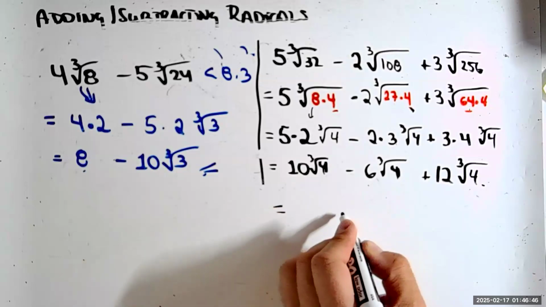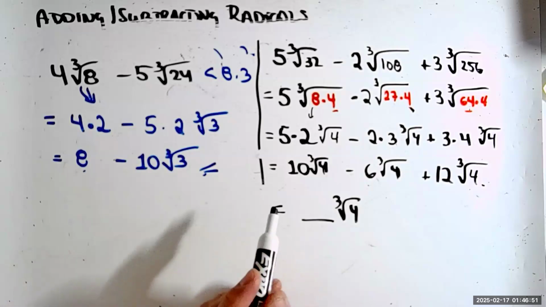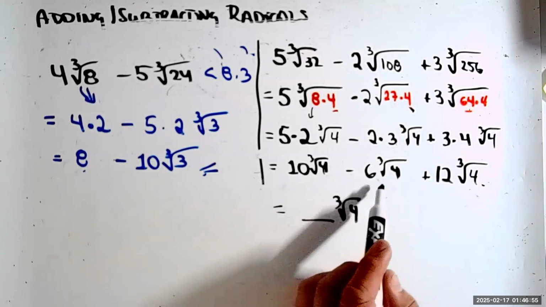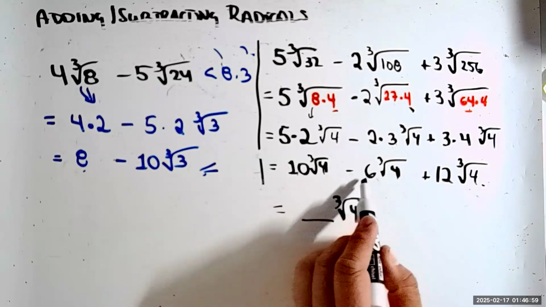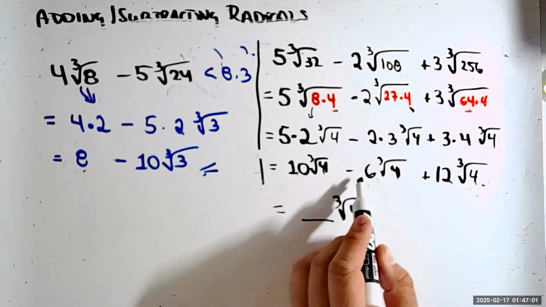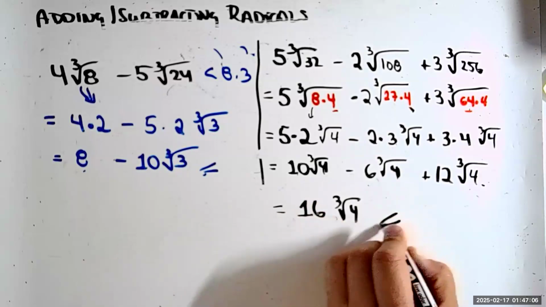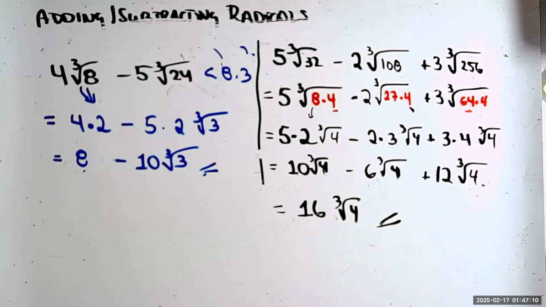Now we just combine all of them. What is the coefficient here? We have 10 plus 12, 22, minus 6, or you can just do 10 minus 6, 4. 4 plus 12, 16. So I believe the final answer will be 16 cube root of 4.